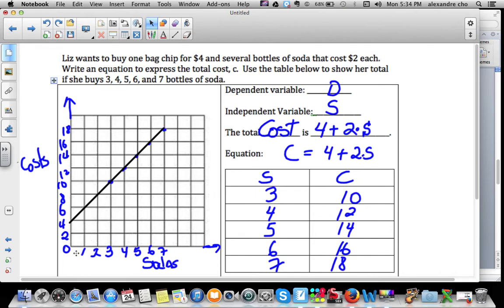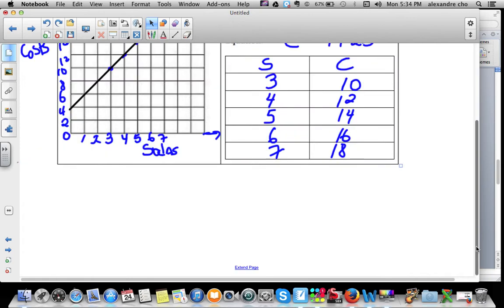What does that mean? Well, if she buys 0 bottles of soda, how much does she end up paying? She ends up paying $4 because she's still buying the bag of chips. It doesn't mean that just because she didn't buy any soda she's paying nothing. No, she's still paying $4 for the bag of chips, and that's what this graph tells us. At 0 bottles of soda, she pays $4, which is the bag of chips.